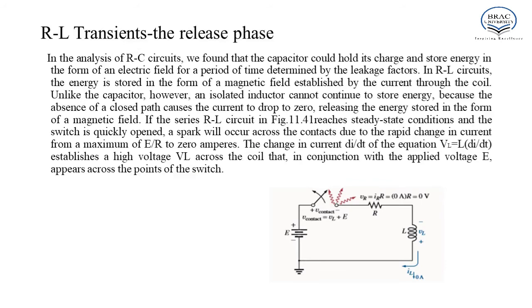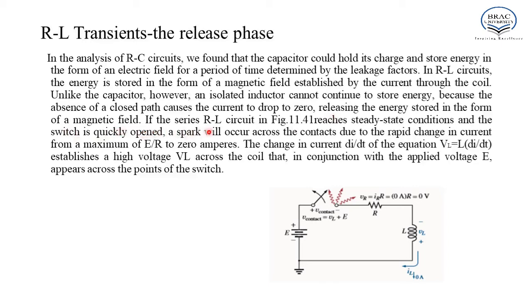RL transients, the release phase. In the analysis of RC circuits, we found that the capacitor could hold its charge and store energy in the form of an electric field for a period of time determined by the leakage factors. In RL circuits, the energy is stored in the form of a magnetic field established by the current through the coil. Unlike the capacitor, however, an isolated inductor cannot continue to store energy because the absence of a closed path causes the current to drop to 0, releasing the energy stored in the form of a magnetic field.